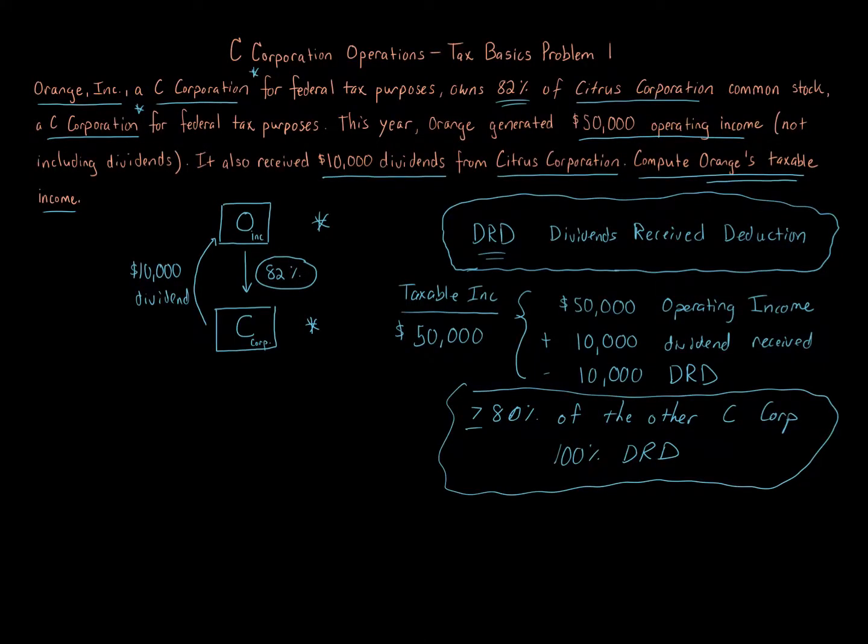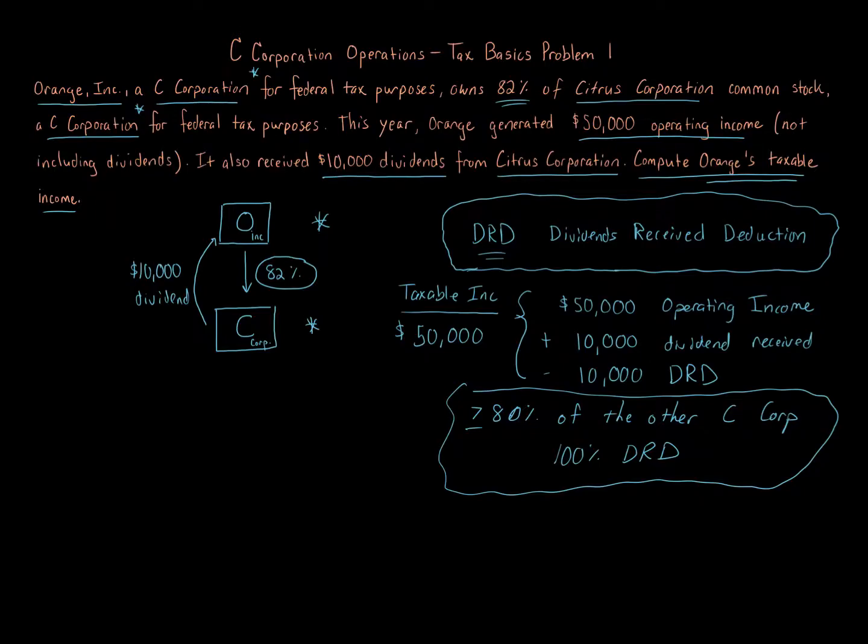Now, if the ownership percentage was different, well, it depends on the year. The ownership percentages have changed over the years, though the 80% number has stayed the same. If you own from between 0 and less than 20%, you get a certain percentage. If you own 20% to less than 80%, you get a certain percentage. Those numbers have changed. It's been 50, 65, 70, 80. It depends on the year. One thing that is clear is that if you own greater than or equal to 80% of the other C corporation, you get a 100% dividends received deduction.